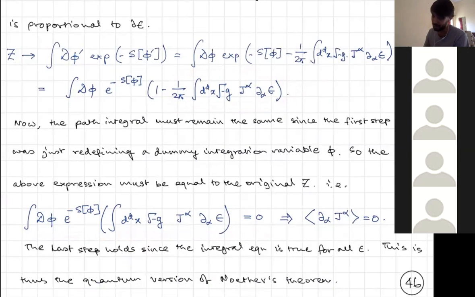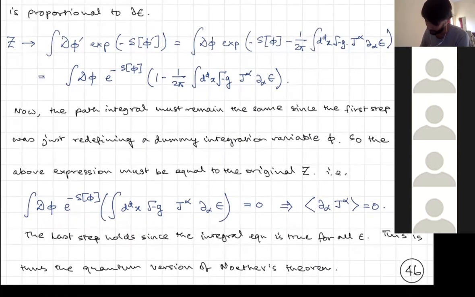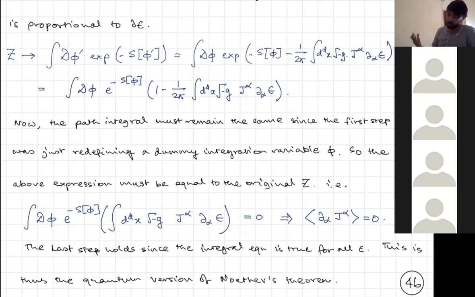And this is sort of the equivalent operator statement. This particular del alpha j alpha inside these angular brackets, which represent the fact that you have integrated it in this way, means that this is an operator statement. Now, this last line holds since this integral equation here has to be true for all epsilon. Okay, so this, in a sense, is the quantum version of Noether's theorem.